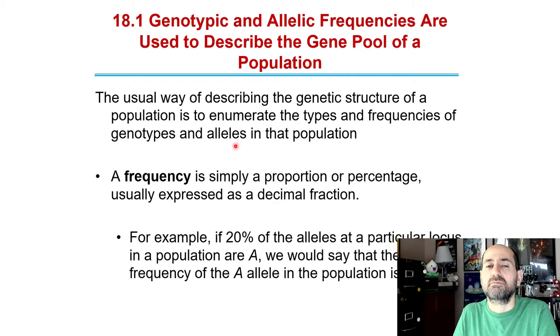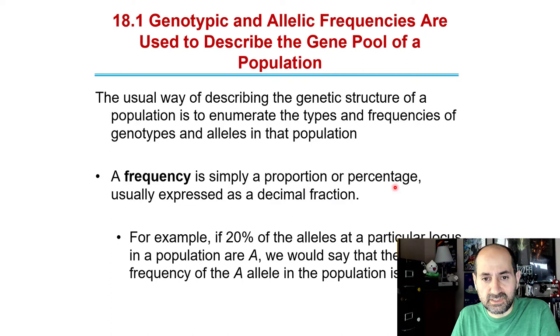So a frequency is simply a proportion or percentage, usually expressed in decimal fraction. Here's an example. For example, 20% of the alleles at a particular locus in a population are big A. So 20% big A. We would say that the frequency of the A allele, the big A allele, is 0.2. You see that it's expressed as a fraction. So if big A were represented in 100% of a population, if everyone in the population had big A allele, the frequency would be 1.0. And if nobody in the population had the big A allele, that would be 0.0.